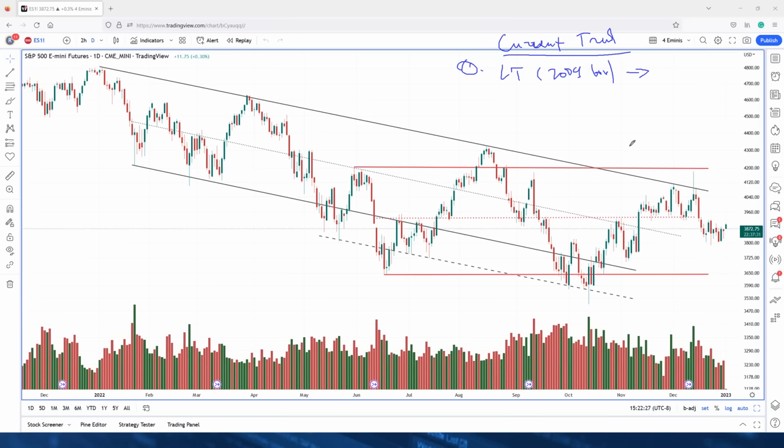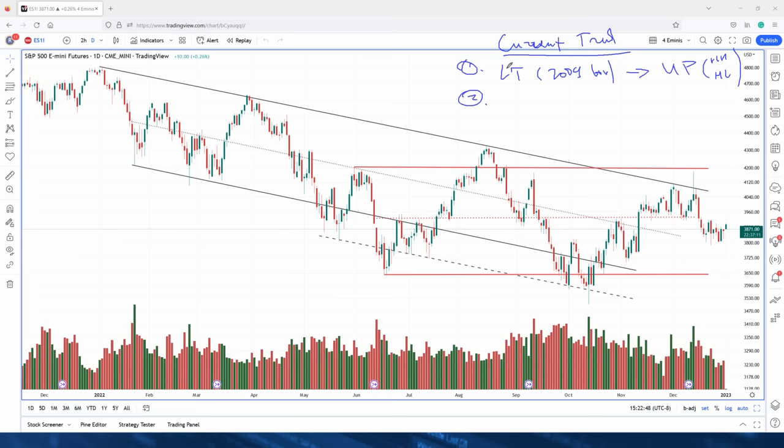An uptrend would be defined, simplistically, by higher highs and higher lows. You could also use many other indicators, like the 200 moving average. Hank used that for the definition of the primary trend. And that's what we're doing here.